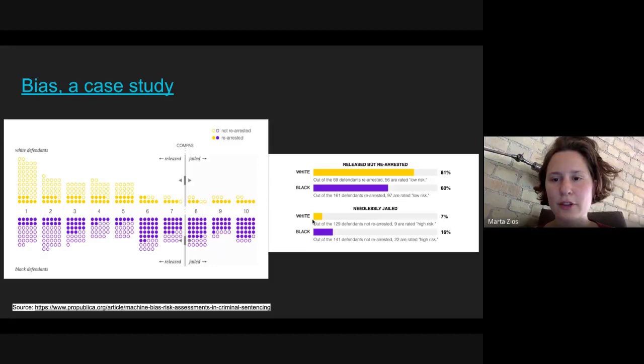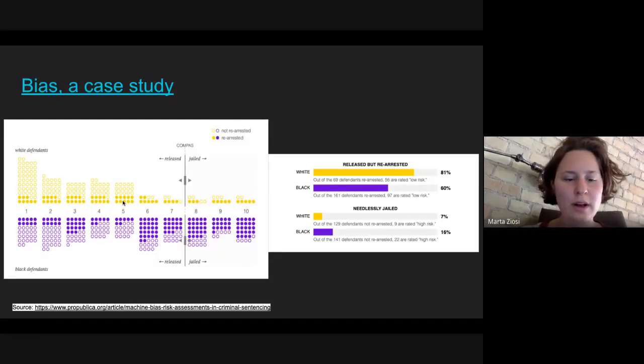And instead, when we go into the other criteria, released but rearrested, what we wanted to be lenient with, we're so much more likely, 81%, to be lenient with people that are white than with people of color. So when we put our threshold here, if it's between 7 and 8, we are going to let so many filled dots go that instead will be rearrested.